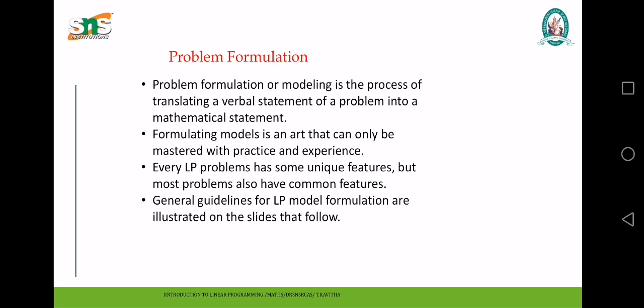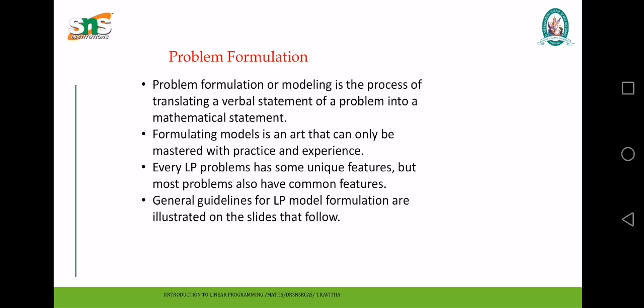Next, problem formulation or modeling is the process of translating a verbal statement of a problem into a mathematical statement. Formulating models is an art that can only be mastered with practice and experience. Every LP problem, that means linear programming problem, has some unique features, but most problems also have common features. General guidelines for LP model formulation are illustrated in the slides that follow.